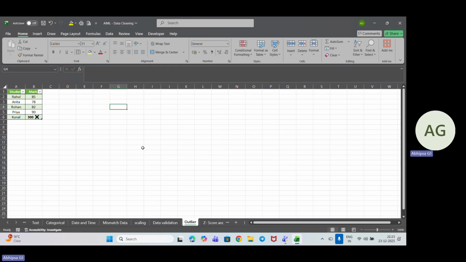Now coming down to outliers. This also we have discussed in the last session. An outlier is a value that is different from all of the other values. You can see the marks here are around 85, 78, 82, 90, and then that is 300, right? So that is an outlier, of course. We need to spot the outlier and handle it accordingly. There are two different types of outliers: one is natural outlier, another is error outlier.